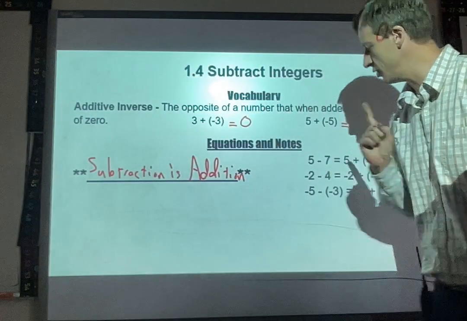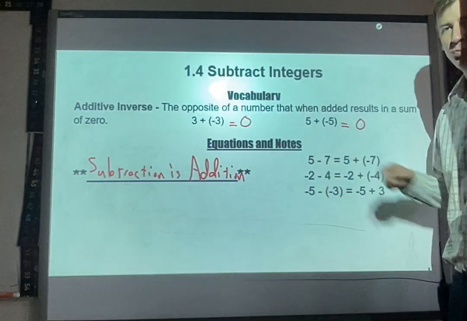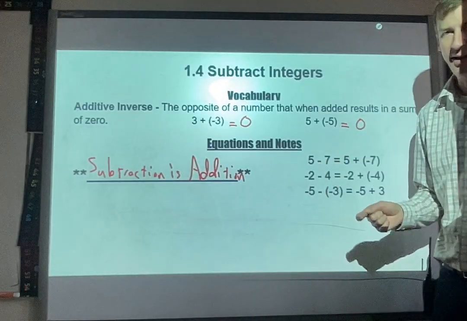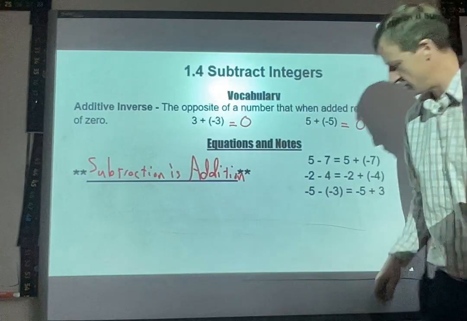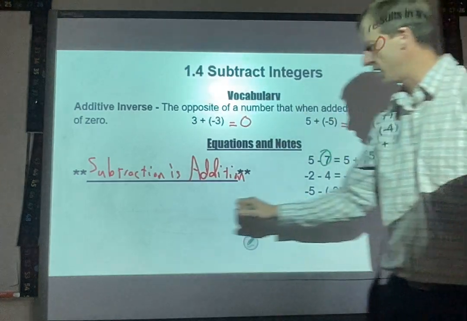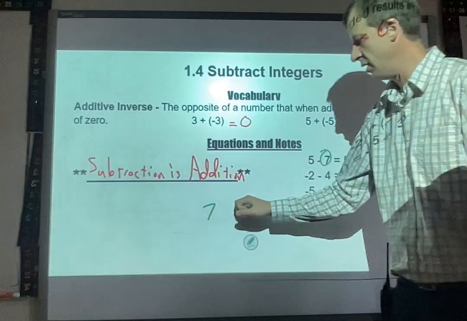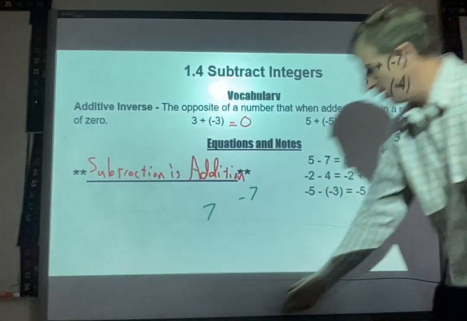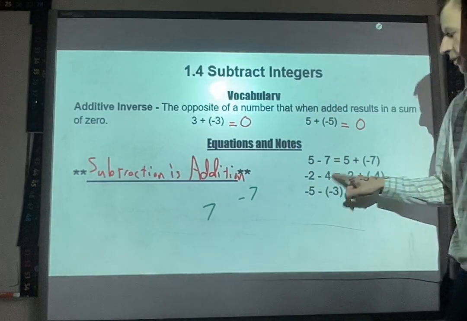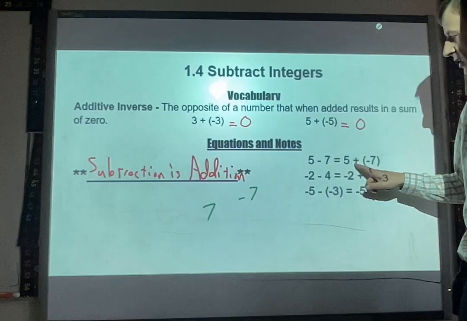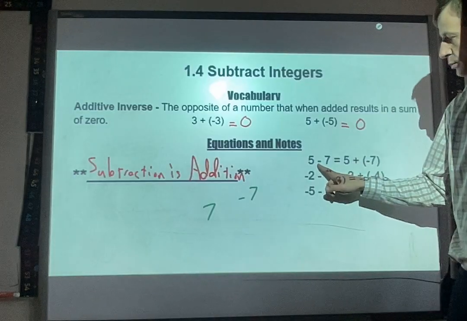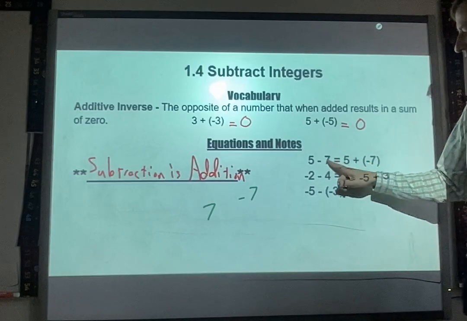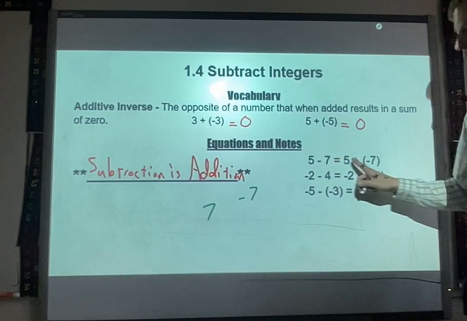The one thing we're going to change is if we have a number like 5 minus 7, we are going to say, instead of subtracting 7, we are going to add the additive inverse. So let's look at that 7 for a second. What is the additive inverse of 7? Negative 7, okay? So 7 and negative 7 are opposite each other. So instead of 5 minus 7, we're going to change that to 5 plus the additive inverse, which is negative 7. So instead of subtracting 7, we're going to add a negative 7. All right, so that's changing the 7 to the additive inverse and then changing it from subtraction to addition.